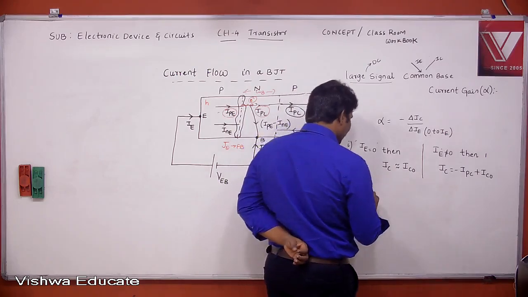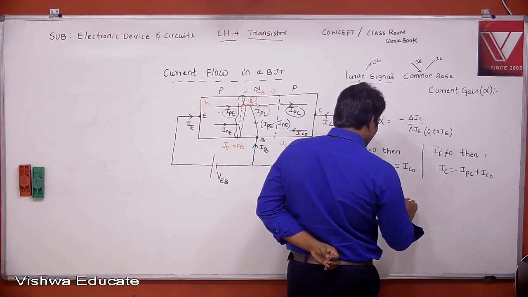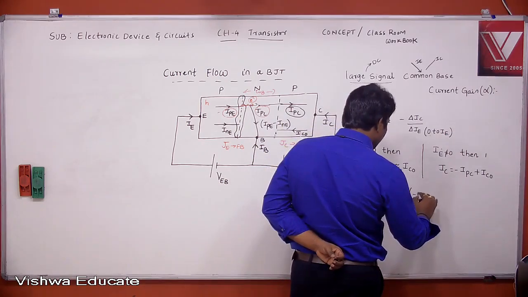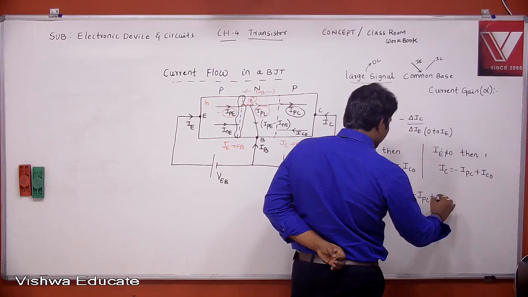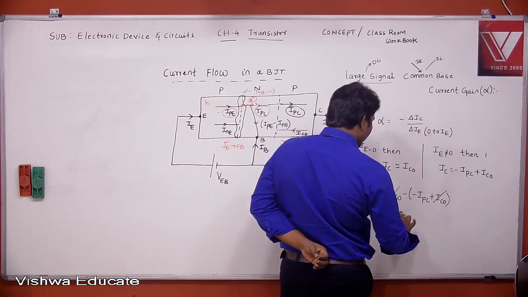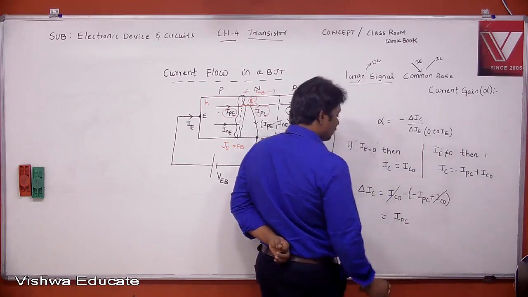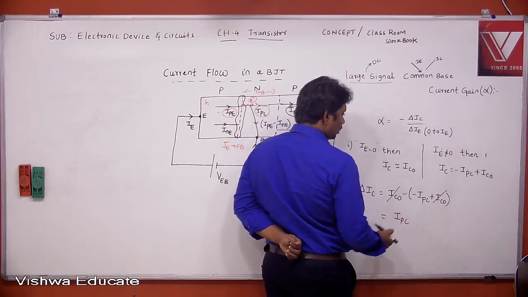Now what is delta I_C? Delta I_C is nothing but I_C0 minus (minus I_pC plus I_C0). Here I_C0 cancels. Then delta I_C is nothing but I_pC.